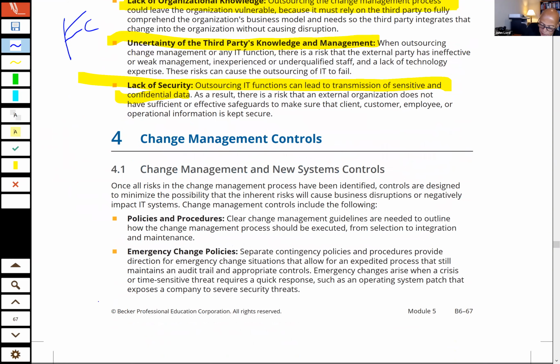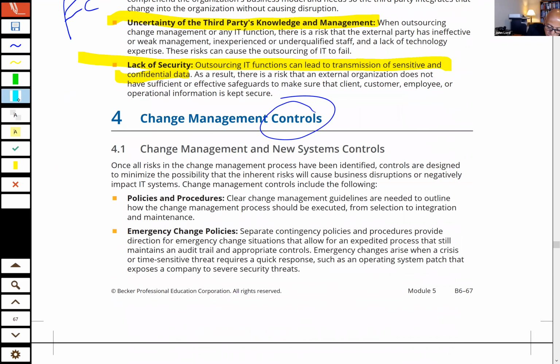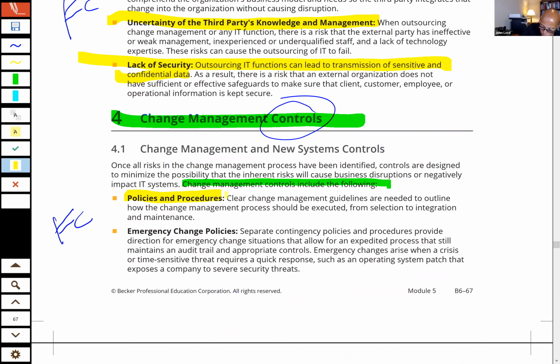Okay, and as I've said, it goes from what? It goes from risks to controls. So change management controls here include the following. Let's flashcard at a high level some of these. So we have what? Policies and procedures, change management guidelines, emergency change policies. Because changes arise when a crisis or time sensitive threat requires a quick response.